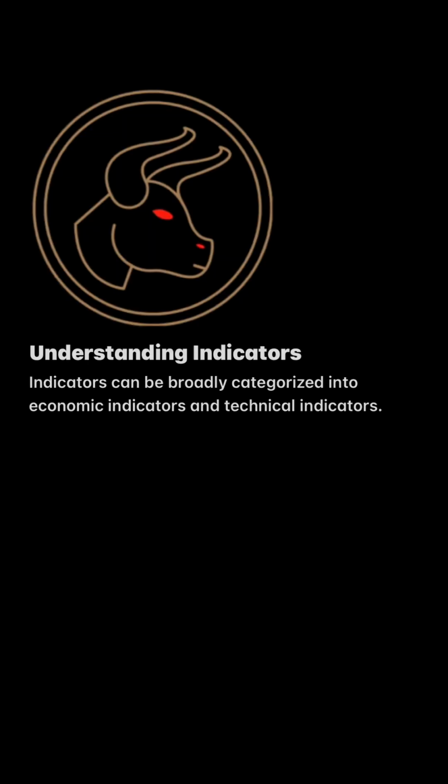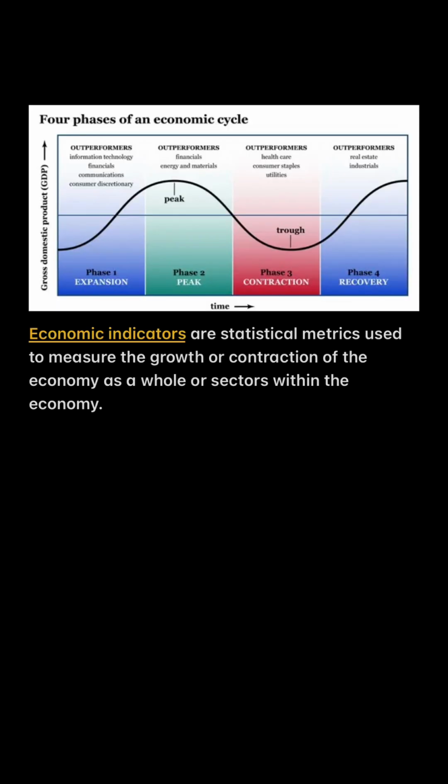Going into trying to understand indicators, we have to understand that indicators can be broadly categorized into economic indicators and technical indicators. So let's dive a little deeper into each of these categories. When we're talking about economic indicators, we're talking about statistical metrics used to measure the growth or contraction of the economy as a whole or sectors within the economy. Looking at the chart above, you can see that we're talking about 4 phases of an economic cycle, where you have expansion going into a peak, then contraction coming down into a low, and then going back into recovery.